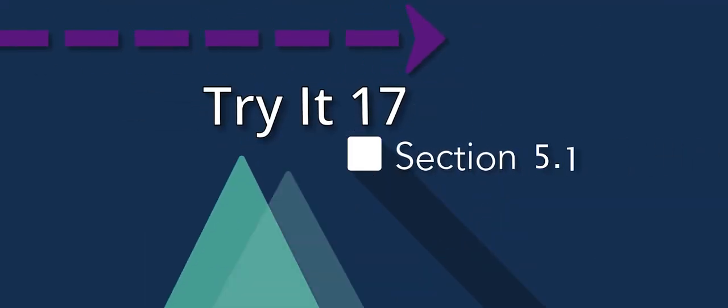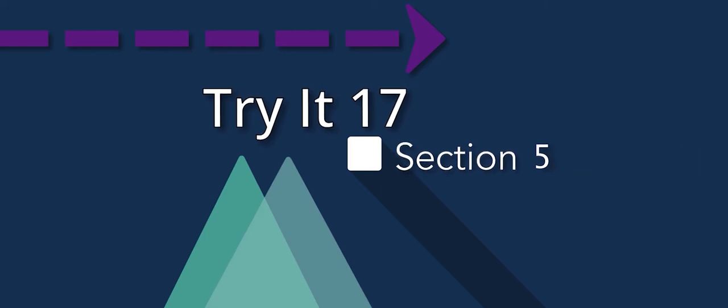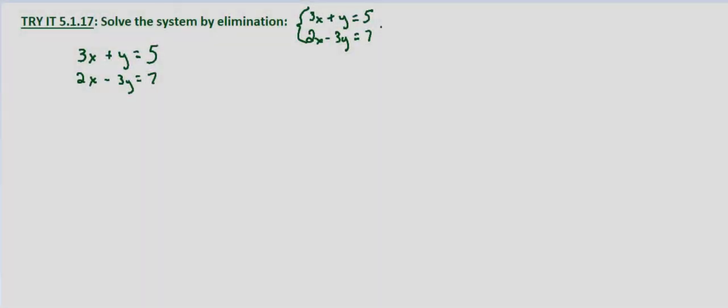Now we're moving on from solving systems of equations by substitution to solving systems of equations by elimination. We're given the system of equations 3x plus y equals 5 and 2x minus 3y equals 7 and asked to solve the system by elimination.